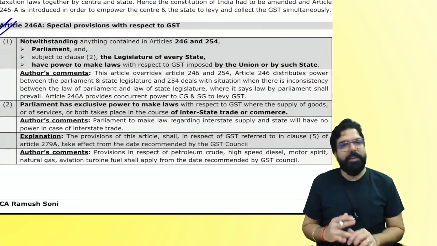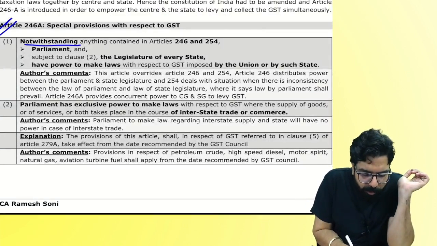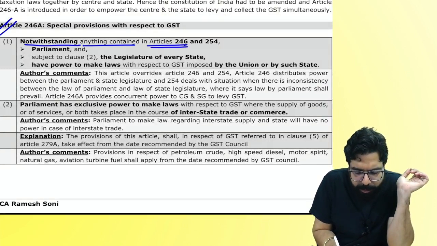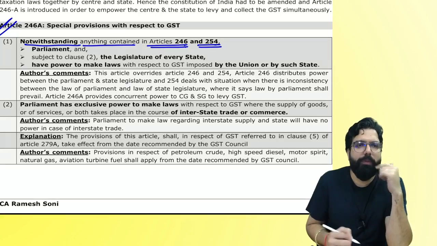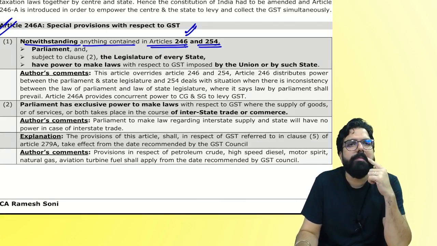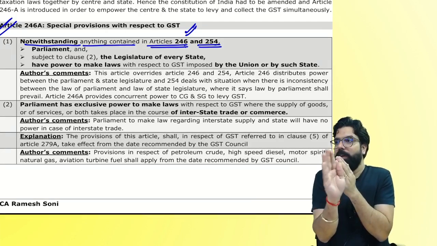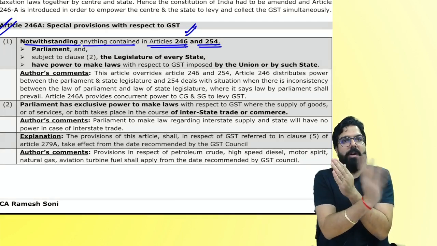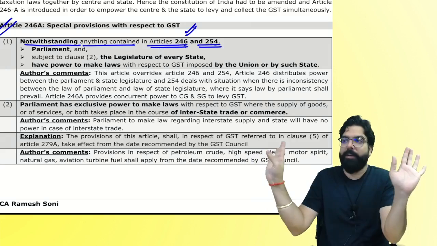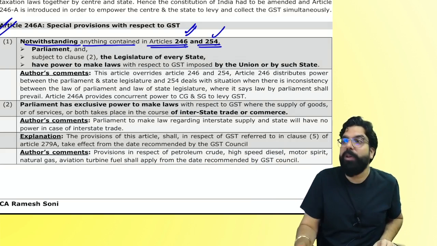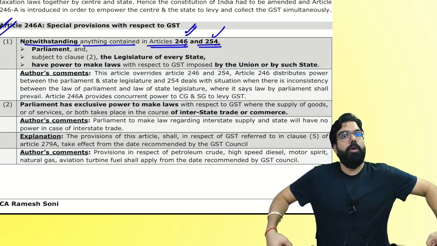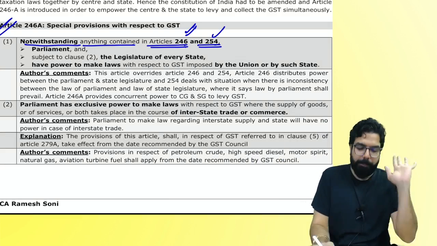Article 246A went ahead and told, notwithstanding anything contained in Articles 246 and 254. 246 told what? Three different things: central will make, state will make, both governments together will make. Forget it. Article 254 told, supreme, the center's law will be supreme. Forget it. Simply they told.